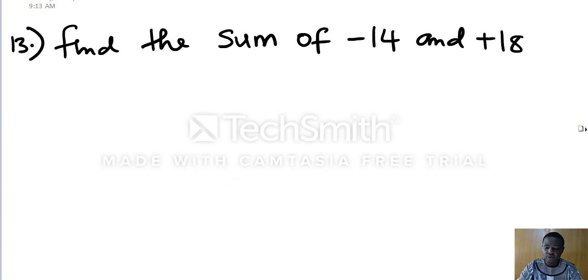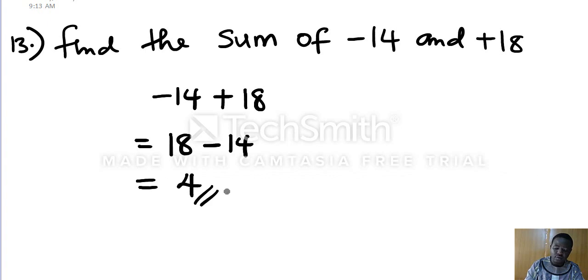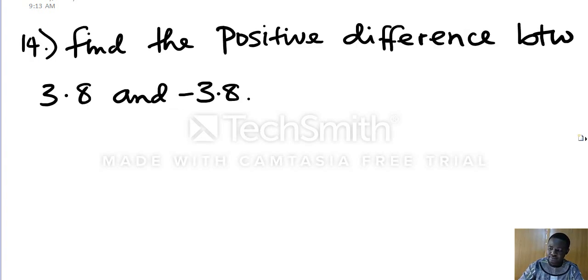Question 13 says you should find the sum of minus 14 and positive 18. Sum. This becomes minus 14 plus 18, which you can rearrange to become 18 minus 14. And 18 minus 14 is equivalent to what? 4. So this is the sum of minus 14 and plus 18.